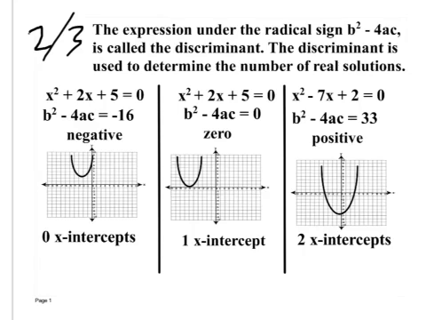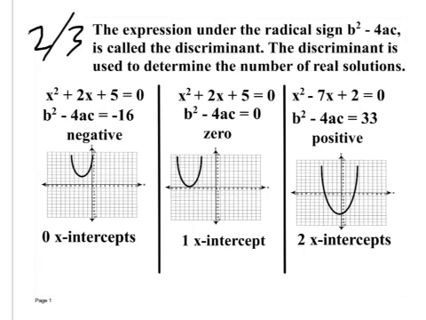What we can do is solve the discriminant and find out how many solutions, or how many x-intercepts, it's going to have. If the answer to the discriminant is a negative number, that means we have 0 x-intercepts. If the discriminant equals 0, that means we have 1 x-intercept. And if the discriminant is a positive number, you will get 2 x-intercepts.